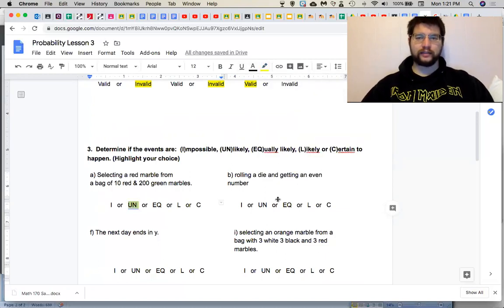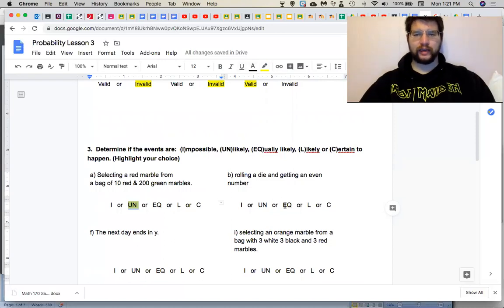Rolling a die, yes, the singular form of dice is die, and getting an even number. Well, it's 1, 2, 3, 4, 5, 6. 3 even, 3 odds. So it's equally likely.